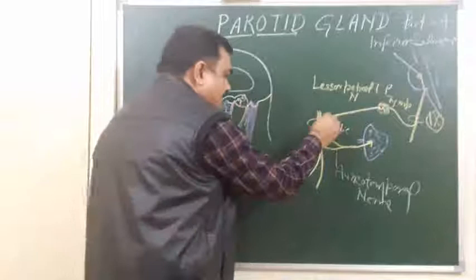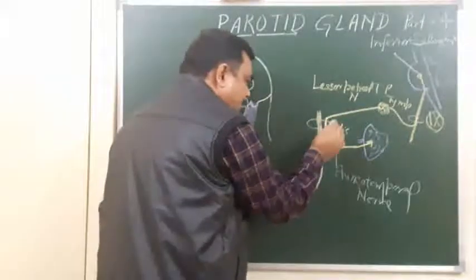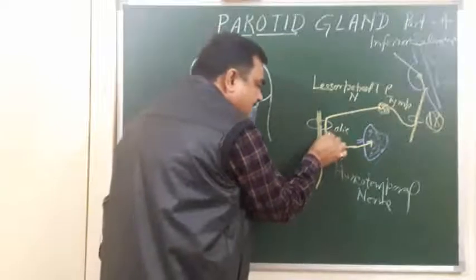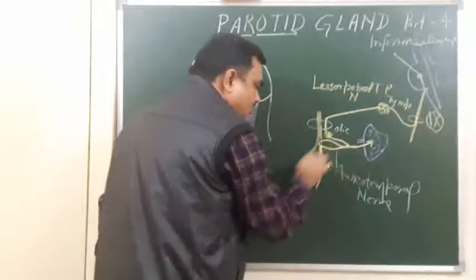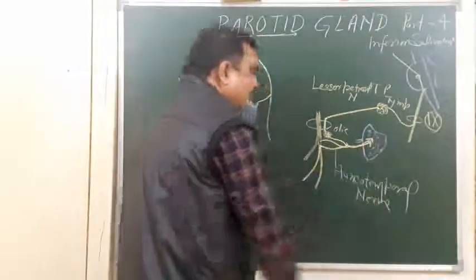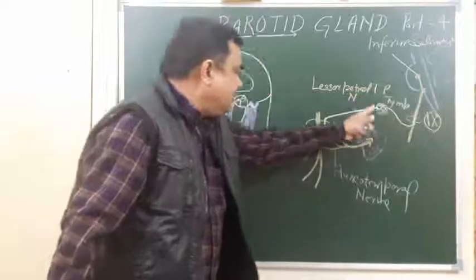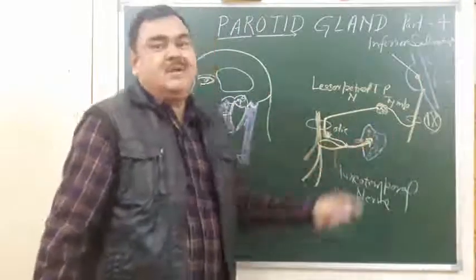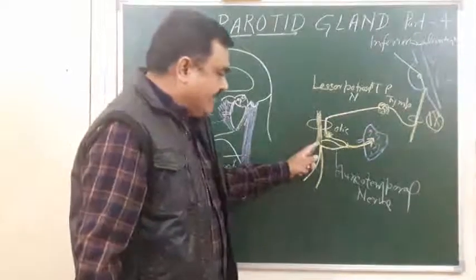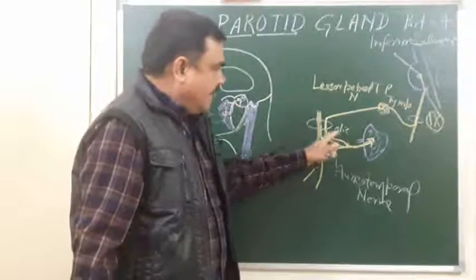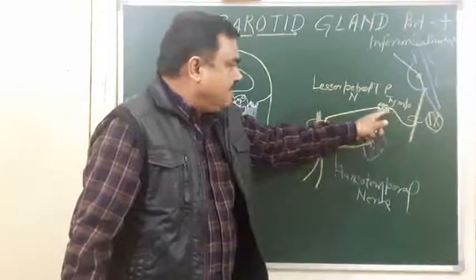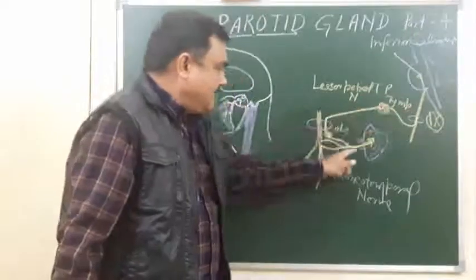Here they synapse in the otic ganglion, and from here post-ganglionic fibers pass and join the auriculotemporal nerve and supply the gland. So these are parasympathetic or secretomotor fibers. This is the root of secretomotor fibers. You have seen the sensory fibers come from here, and the parasympathetic, that is secretomotor fibers, come from the inferior salivary nucleus and supply the gland.